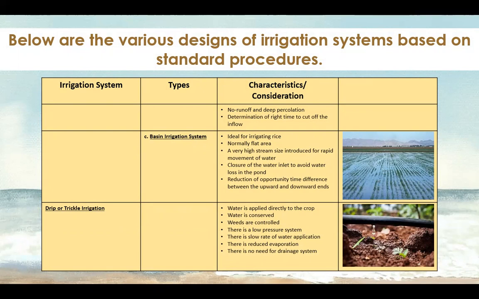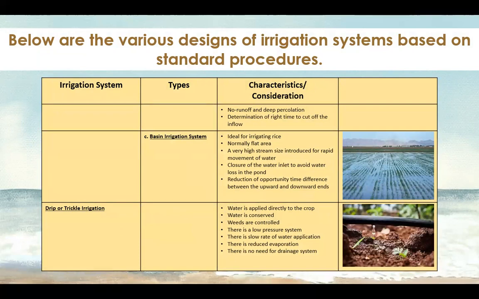For the third type of surface irrigation, we have the basin irrigation system. In this system, the characteristics are ideal for irrigating rice, normally a flat area, a very high stream size introduced for rapid movement of water, closure of water inlet to avoid water loss in the pond, reduction of opportunity time difference between the upward and downward ends.